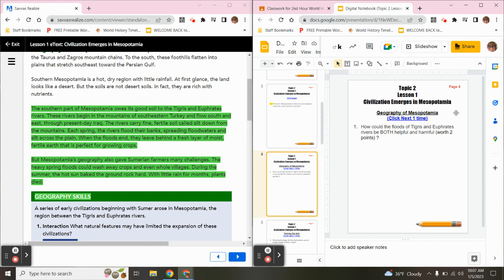Number 1 on page 4 of your digital notebook. How could the floods of the Tigris and Euphrates rivers be both helpful and harmful? So this is worth 2 points. You need to give me one thing that these rivers could be helpful with, and also one thing that the rivers could do harm to the land with.